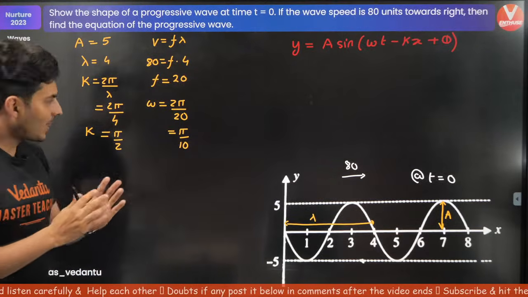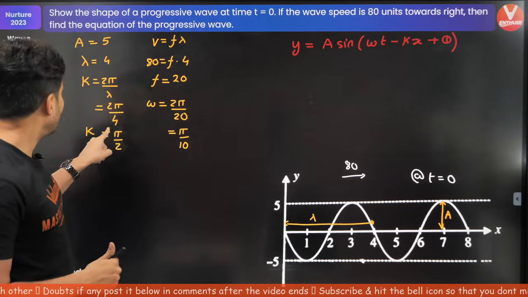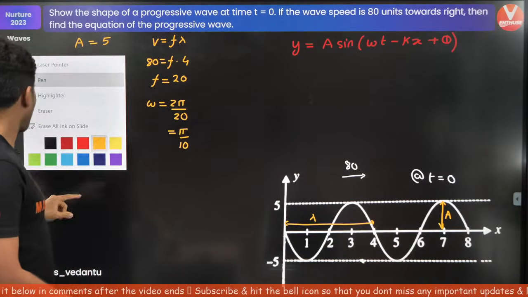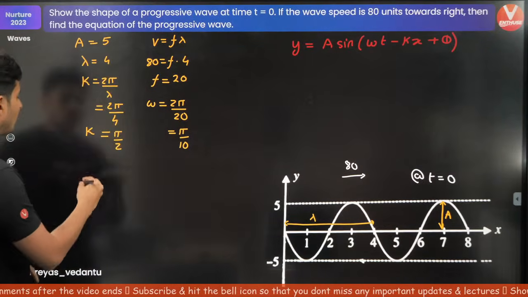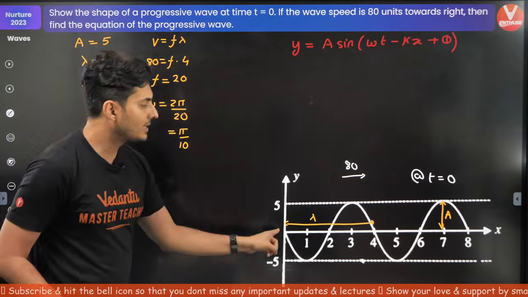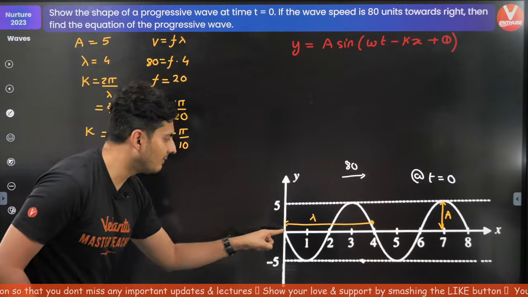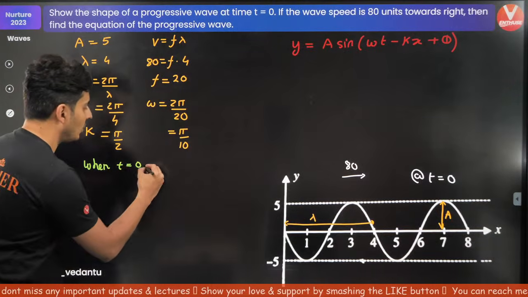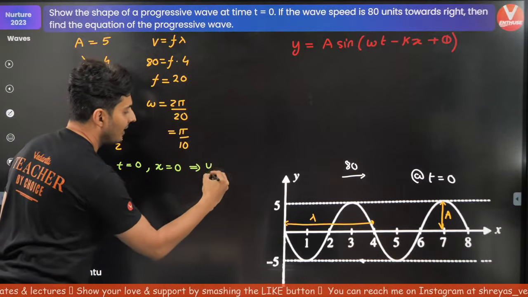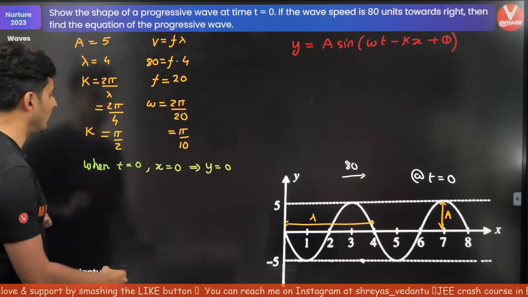Let's get moving then. Okay, now what is next? Omega is known, k is known. The only thing I do not know is phi. Let's try to do this. When t is 0, this is time 0. If I put the value of x as 0, I should get the value of y. Interesting. When t is 0, at x equals to 0, you find out that the value of y is also 0. So let's try to put all these numbers in this equation and see what do you get.